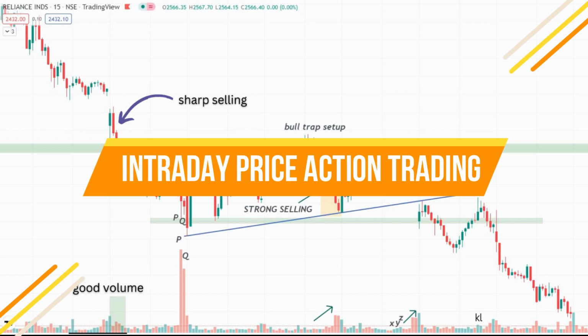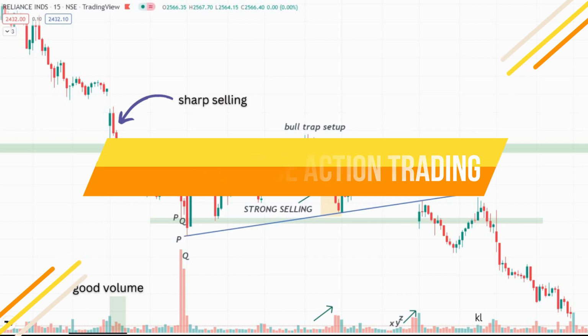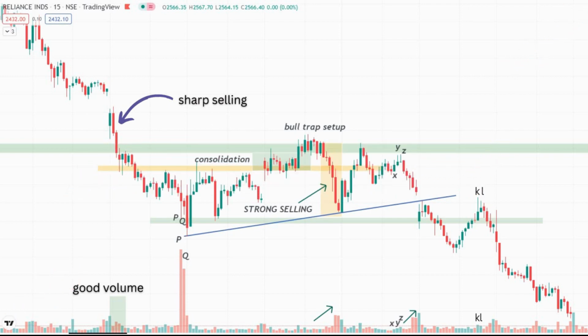So today is the first video on the intraday price action trading series. Today we will analyze the Reliance Industries chart. And for intraday trading we will use multi time frame analysis. First of all we will analyze the chart on the 15 minutes time frame, and then we will use the 5 minutes time frame for potential entries and exits on this particular chart.